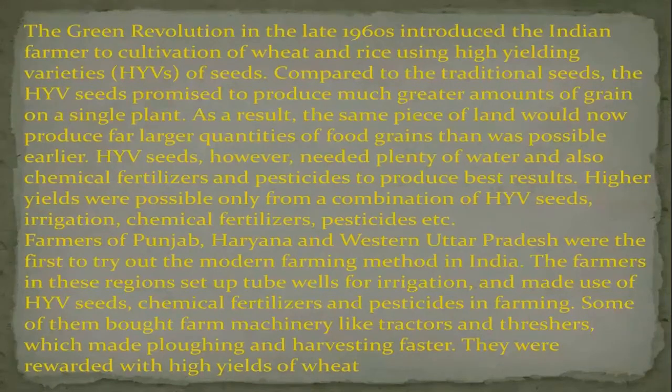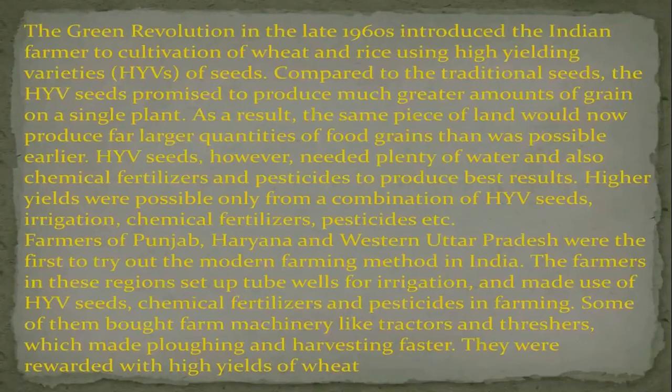So what happened is farmers were using cow dung and other natural manure as fertilizers. And these were readily available with farmers, and they did not need to buy anything. But when the Green Revolution came and Indian farmers started to use HYV seeds, which were promising a better produce, a much greater amount of grains from one single plant, the same piece of land would now produce larger quantities of food grains.